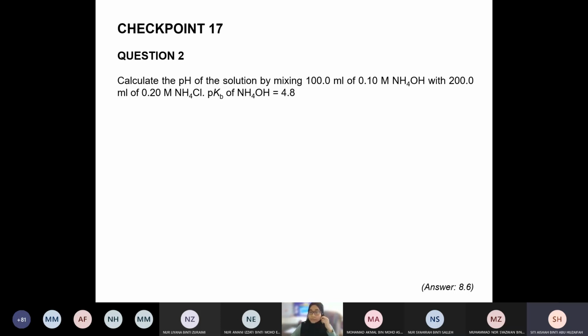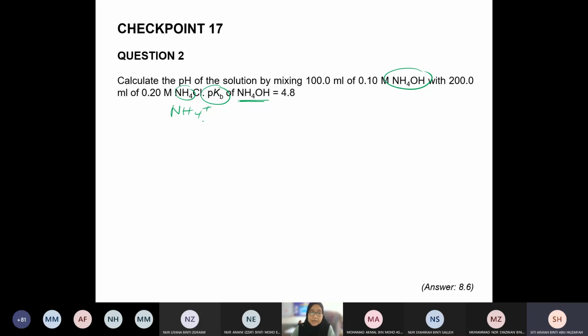Alright. Okay, so this is the base. This is the weak base. Kita consider dia sebagai weak base. Sebab apa? Satu, dia bagi PKB. PKB of this one is NH4OH. Okay, alright. So this one kita tahu dia produce NH4+. Betul tak? So this would be the conjugate acid lah.